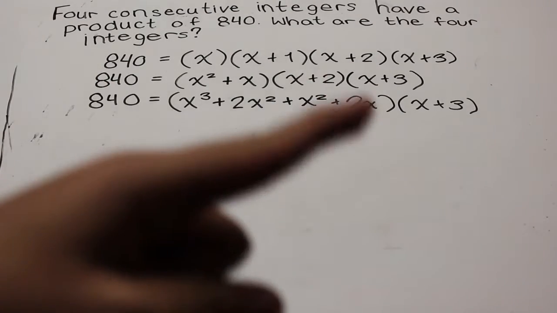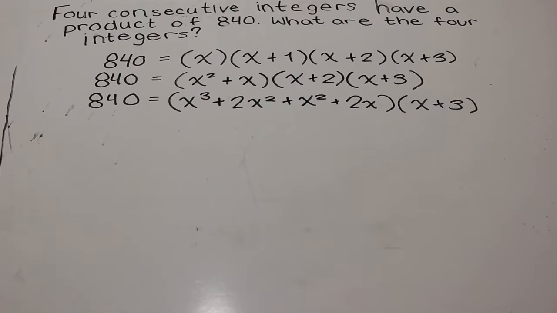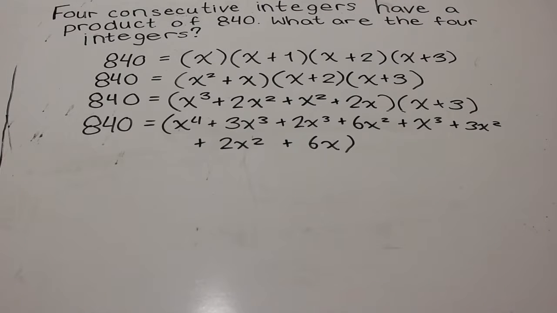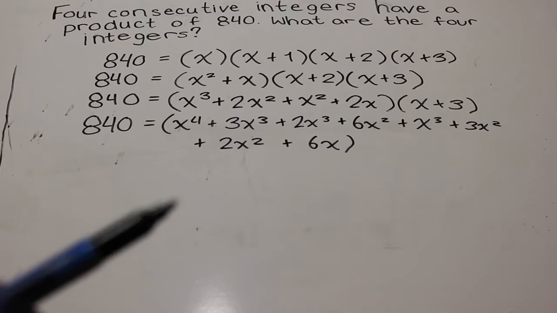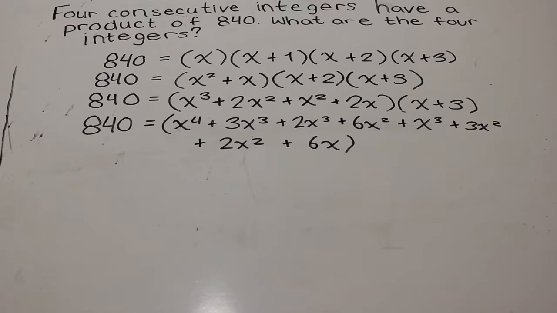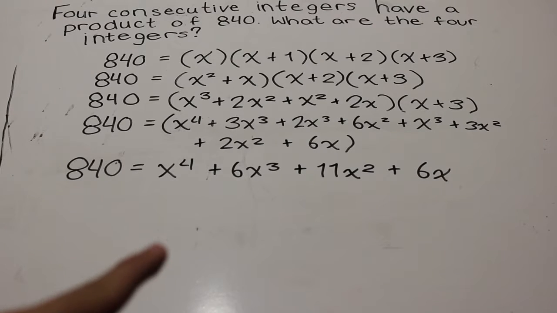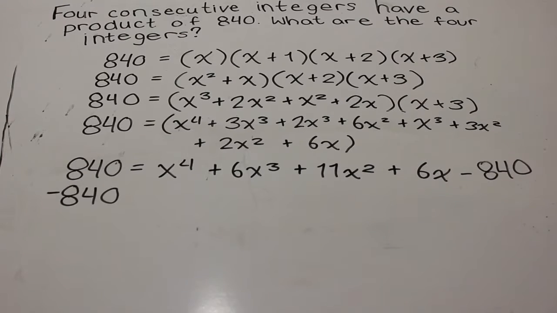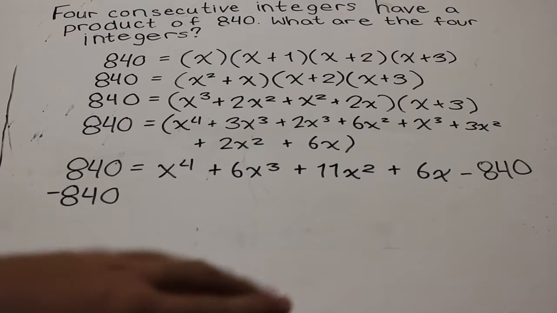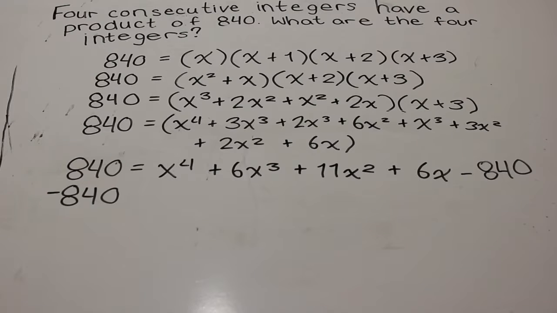Now we can FOIL this again to get an even simpler form. Now we are left with this equation. We can still simplify this by adding up the like terms. Now we have this. Let us bring over 840 to the other side so that the equation equals 0. Now we can get rid of this since this is cancelled out.